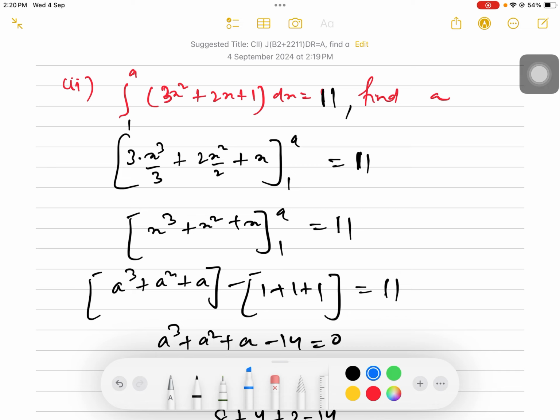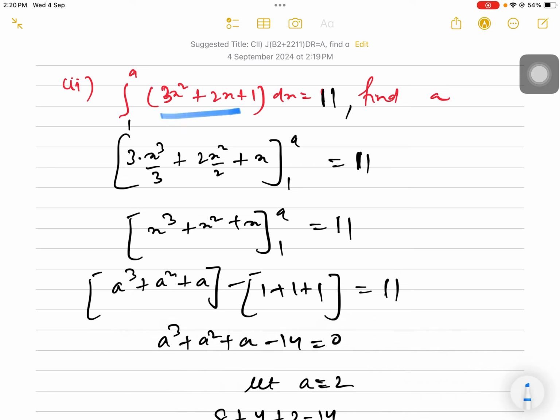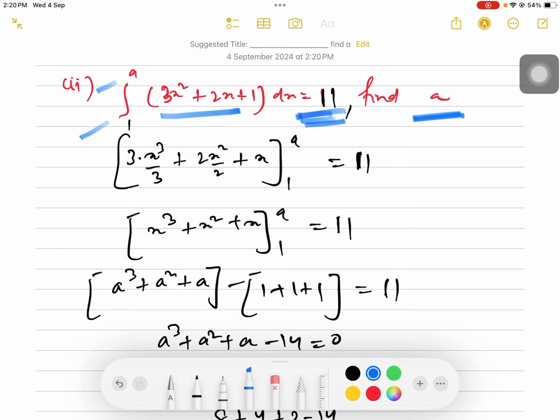Next question: integrate 3x square plus 2x plus 1 dx, with limits 1 to a, equals 11. Integration of this they gave equals 11. You have to find the value of a.